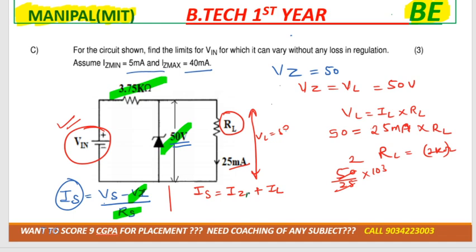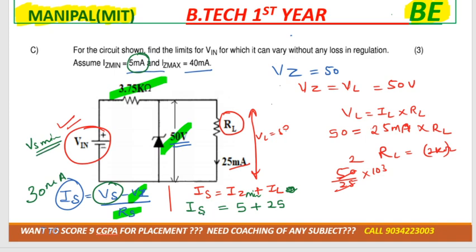So IZ minimum होगा तो IL would be, IL तो एक ही है, that is they have given 25, right? So if we take IZ minimum, that is 5 plus 25, right? IZ minimum is 5. Then can we get the IS minimum value? That would be 30. So we can substitute the 30 milliampere. Then we can get VS minimum, right?